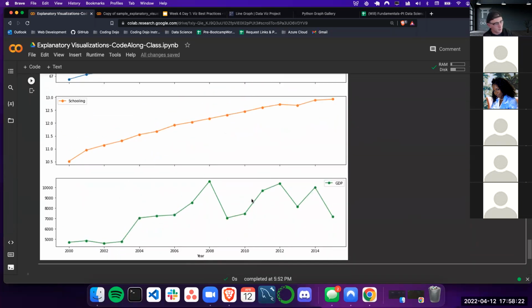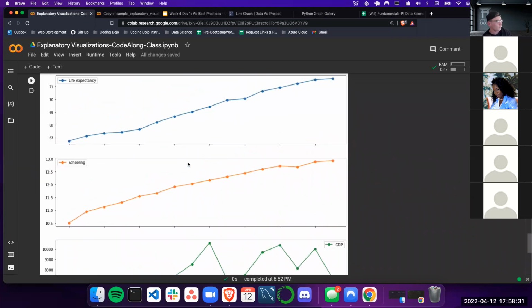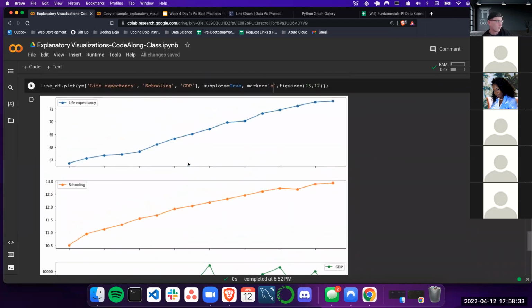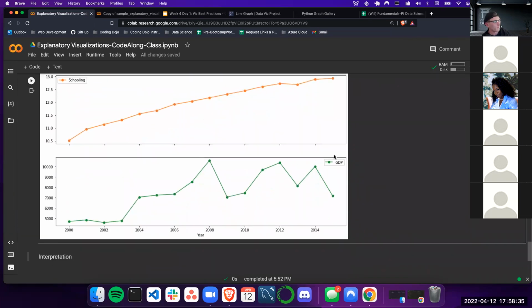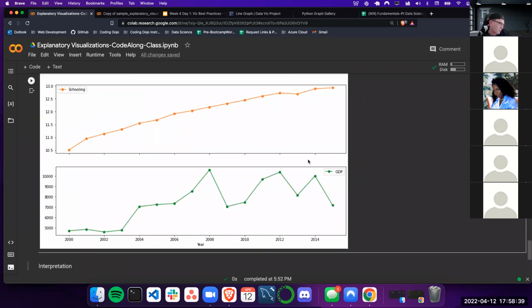This isn't the most optimal, right? Because if we think about it, what are some issues here? What are some issues for using these three here? The legends are not on the same side. Yeah, the legends aren't on the same side. What's another issue?